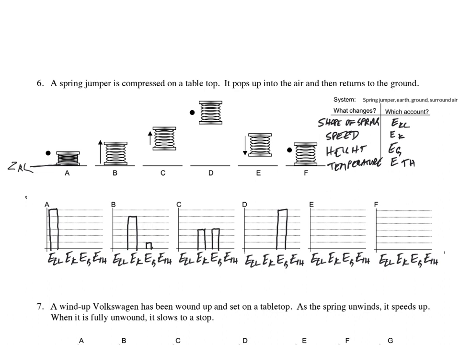At E, we're moving down, so there must be kinetic energy stored in the system, and we're lower than we were at D, but higher than we are at F, so there has to be some gravitational energy stored in the system. We're also lower than we were at C, right? Can you see that? So we have to have less gravitational energy than we have at C, so I'm going to go ahead and just call that 2.